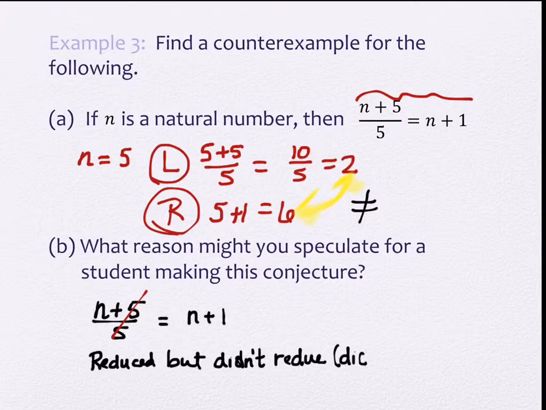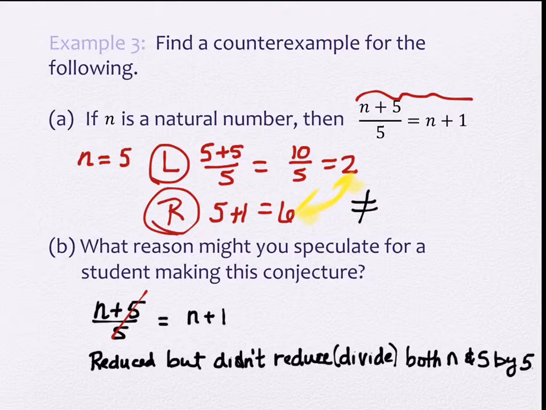So reducing, in this case, is dividing both n and 5 by 5. They just divided the 5 by 5.